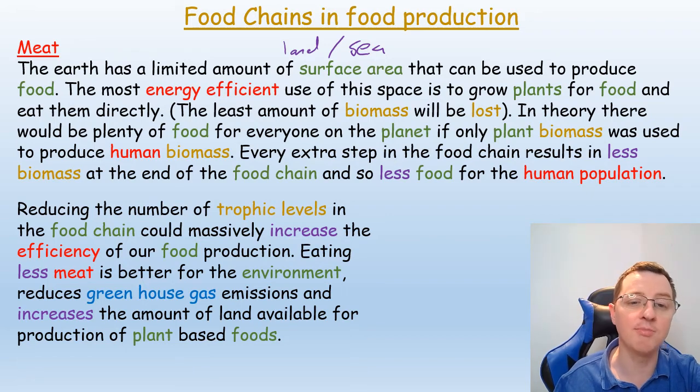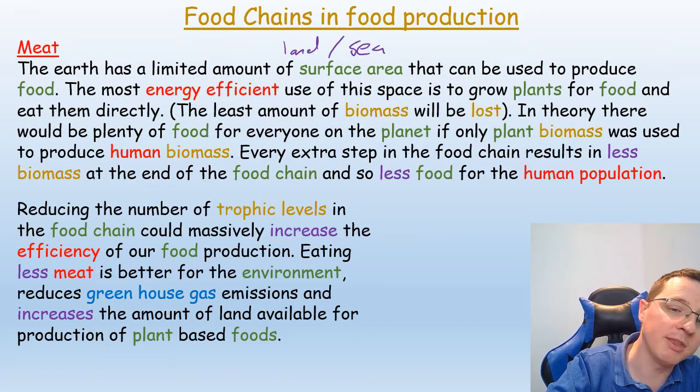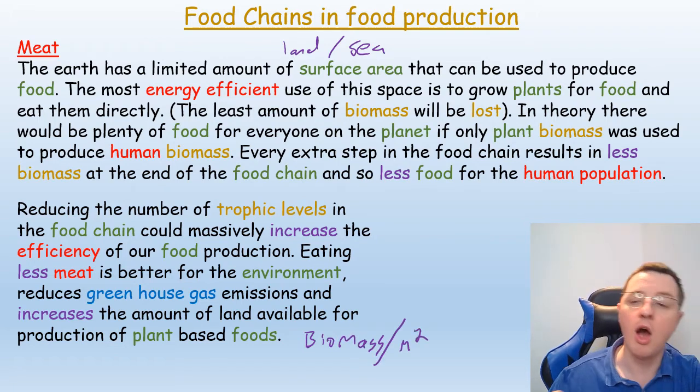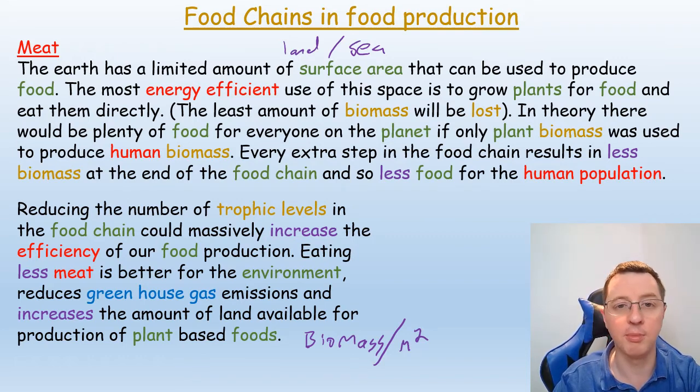Eating less meat is better for the environment and reduces greenhouse gas emissions and increases the amount of land available for the production of plant-based foods. So all the time we need to be thinking about the amount of biomass that we can produce per meter squared of land. And if we can increase that number, we will increase the efficiency of our food production and be able to support a much larger human population.